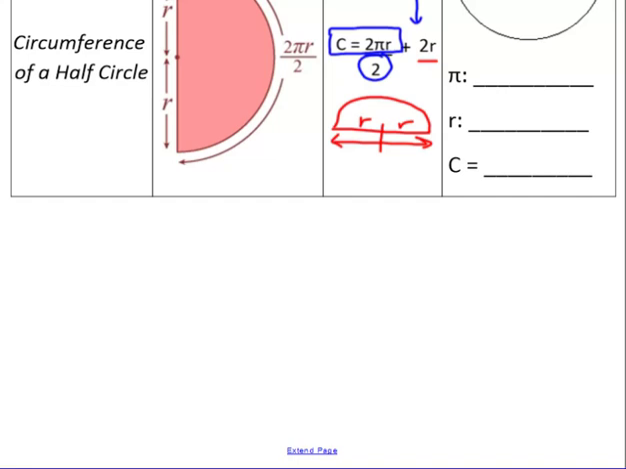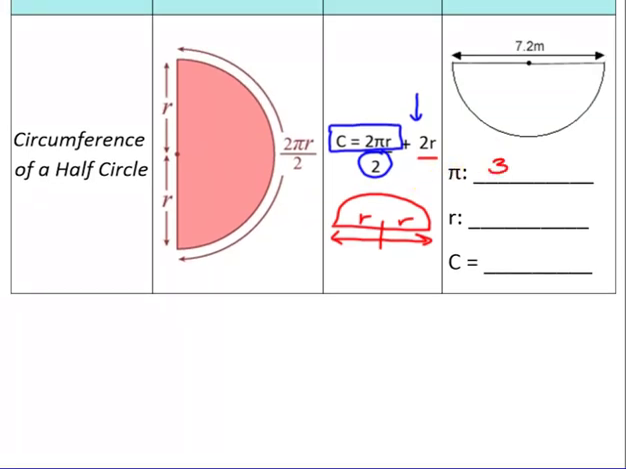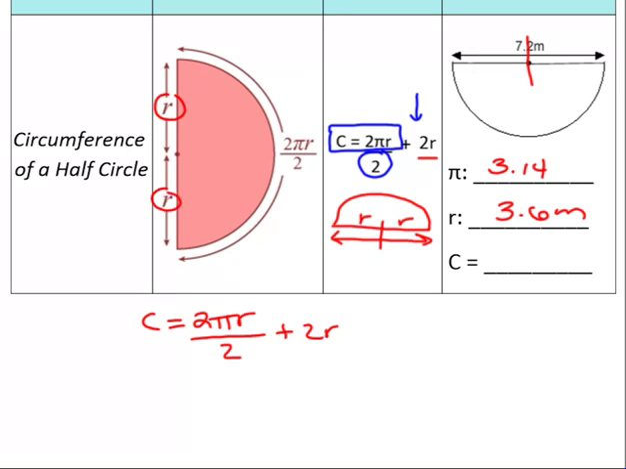So let's look at this example right here. So our pi is still 3.14. Now our radius is half of 7.2. So you're going to do 7.2 divided in half, which is going to give you 3.6 meters. Now let's calculate the circumference. So C equals 2 pi r divided by 2 because it's a half circle, plus 2r. And again, that's so that I can account for this right here and for that right there.